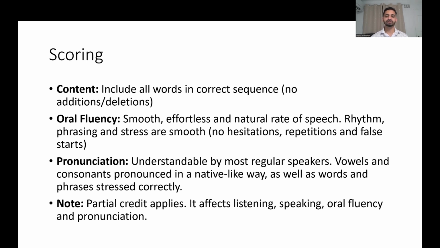Partial credit applies here, which means that if you reproduce half of the sentence, you still get marks for half the sentence. So that is what partial credit means. It affects your listening and speaking. So you get marks for your listening and communicative skills. You get marks for listening and speaking, and you get marks for oral fluency and pronunciation. Now, do not hesitate. Oral fluency gets a really bad score when people are hesitant and nervous. So do not be nervous.